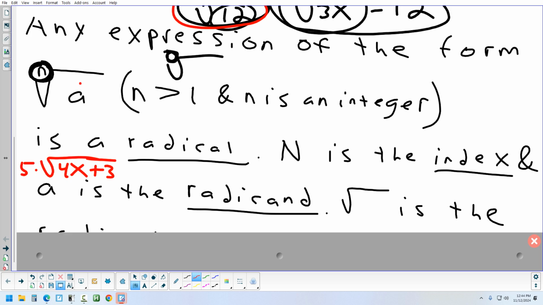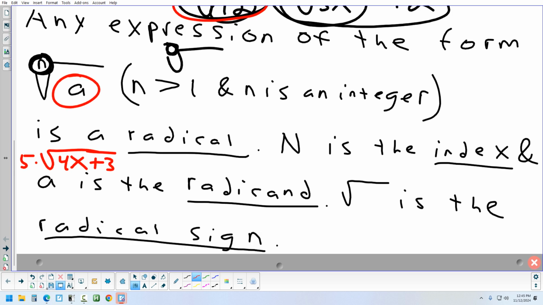So A, what I'm calling A, right there, A is the radicand because it is underneath the root. And then the actual symbol itself, you can call that a few different things. You can call it the radical sign, radical symbol. You can use either one of those names. So any question on what I mean by radical sign, radicand, index, or radical expression?